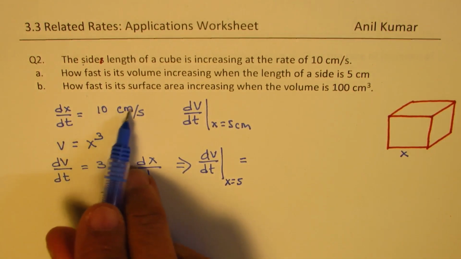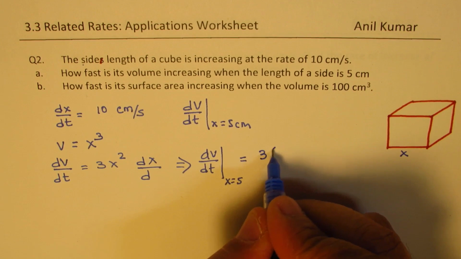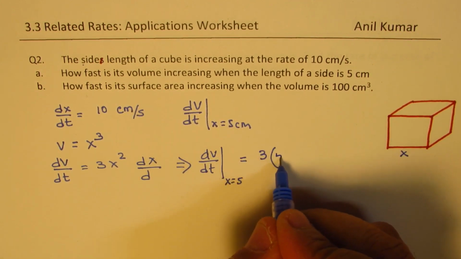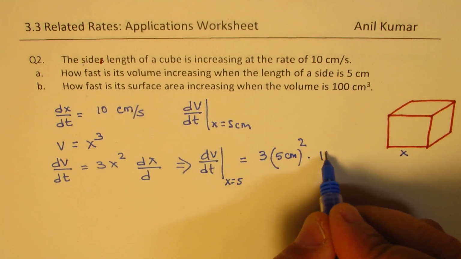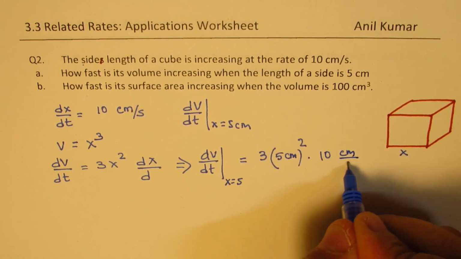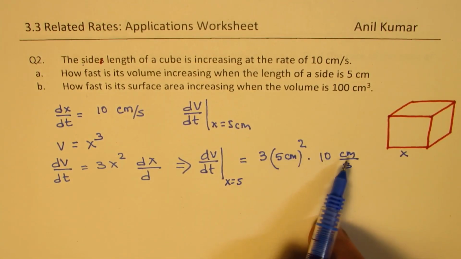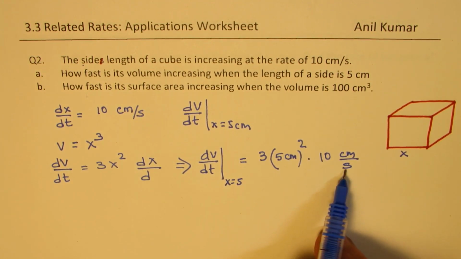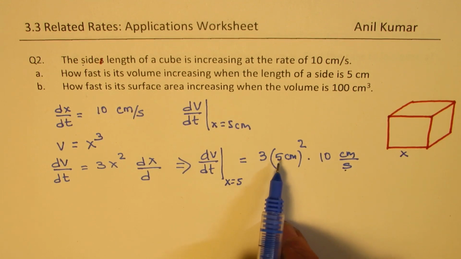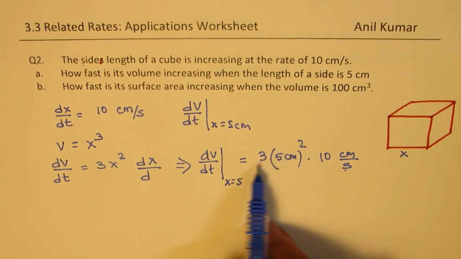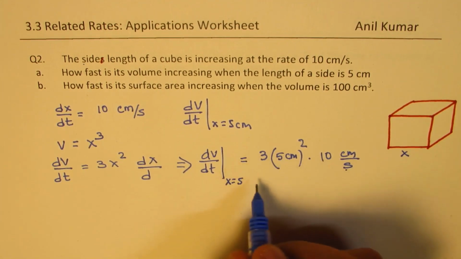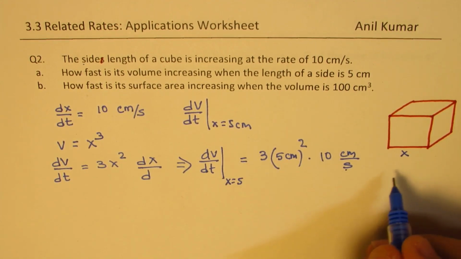We know dx/dt is 10, right? So we get 3 times 5 centimeters squared times dx/dt, which is 10 centimeters per second. So purposely I've written them separate, and you can see it is cubic centimeters per second as the unit, right? So 5 times this becomes 25, 250, and then 750, correct? So we can write this answer here.